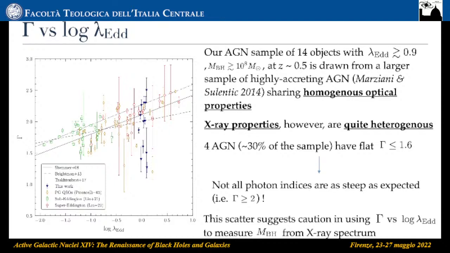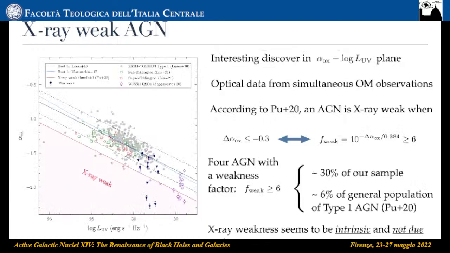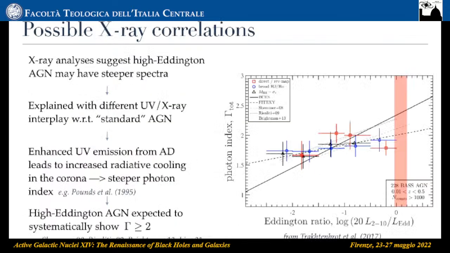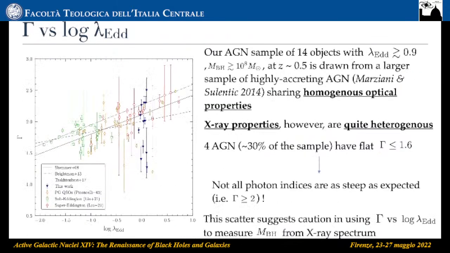This sample was drawn from a larger sample of type 1 AGN from a work by Paolo. We selected them to have homogeneous optical properties. But what we find is that the X-ray properties are very heterogeneous, starting from the photon index, gamma. Here you can see that 4 of our AGN are lying at quite flat values of gamma, smaller than or equal to 1.6, and this is at odds with the expectations based on the relation we have just seen.